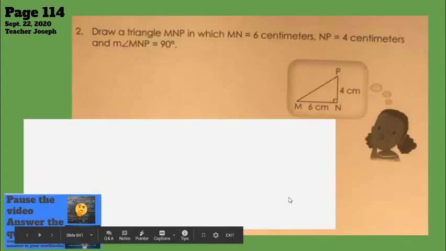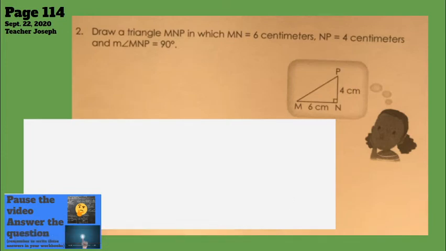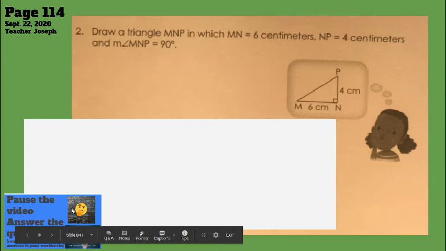Alright, let's go to the next problem. The next problem on page 114 has you drawing a triangle MNP, in which MN is 6 centimeters, NP is 4 centimeters, and the measure of angle MNP is 90 degrees. Make sure you pause the video to try this on your own before checking your answer.